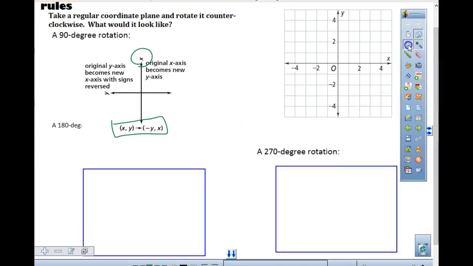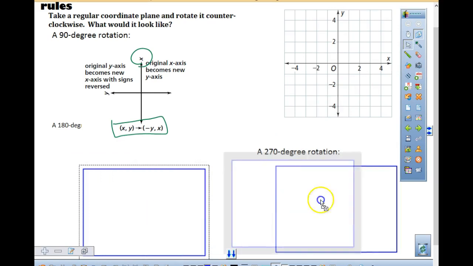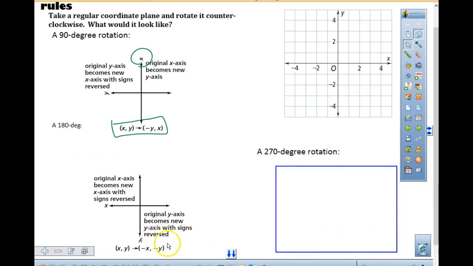If we look at the next one, again, pause it if you need to, 180 degrees. When we look at 180, everything flips totally over. So the y that was on top, remember our y and our x, now the y is down here, everything became the opposite, and our x is here. So looking at where those x's and y's are.